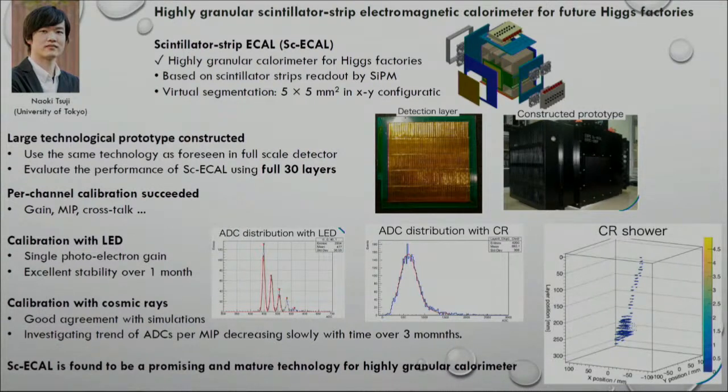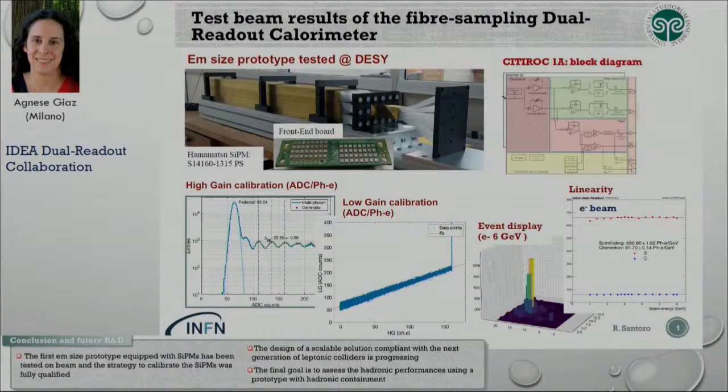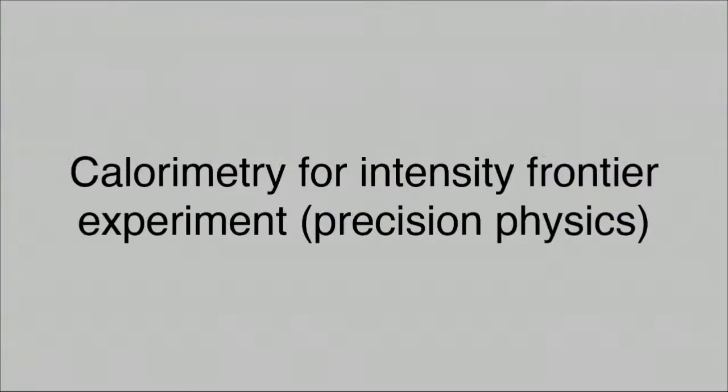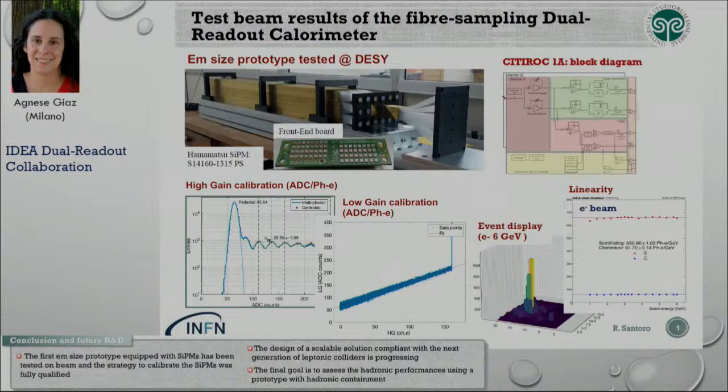But globally, this is a very promising and mature technology which has been fully built and integrated in a large prototype. And then finally, this is a test beam result from a dual readout calorimeter, exploiting both scintillation and Cherenkov light so that you can determine the EM fraction shower by shower, which has a very, very strong potential for the future.